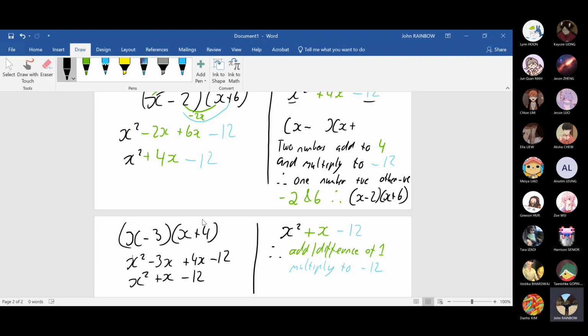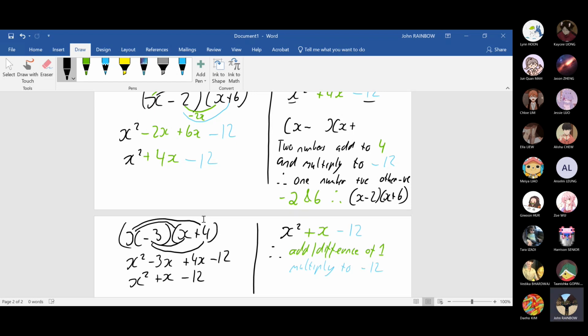So again, when we're expanding, we're going to basically just go x by x. That gives me x squared. Negative 3 by x gives me negative 3x. x by 4 gives me positive 4x. Negative 3 by 4 gives me negative 12. Then we collect our like terms.